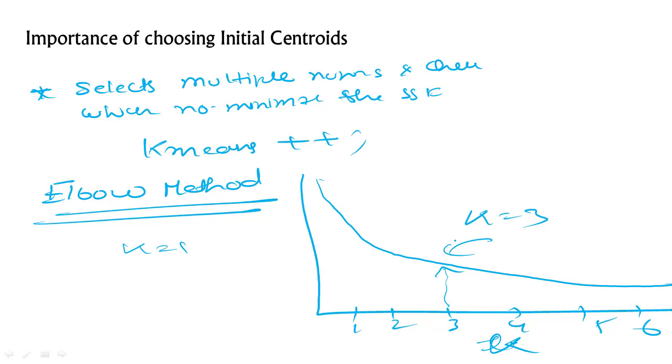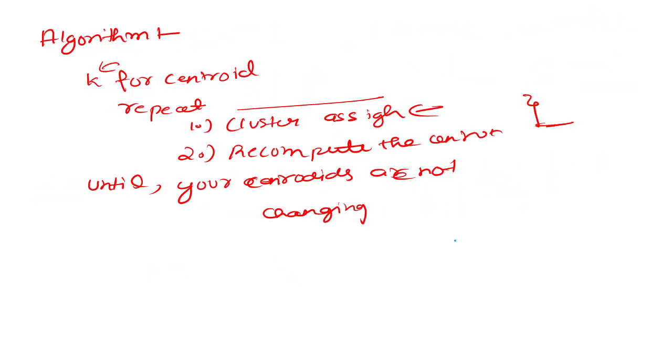Let's revise so that we are on the same page. In the K-means clustering algorithm, we choose the number of K using the elbow method, and then we plot it and choose the K. Then we repeat: cluster assignment, where we assign all points to the nearest clusters, then we compute the centroids by taking the average. You keep repeating this until the centroids no longer change.